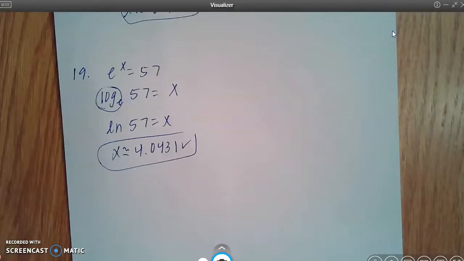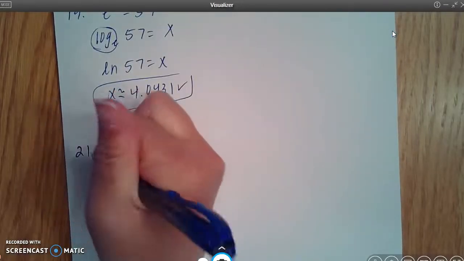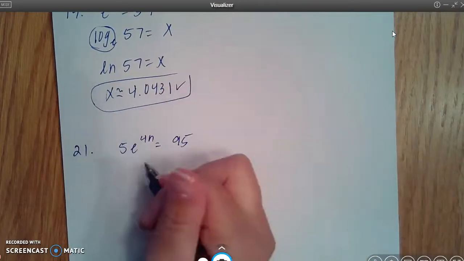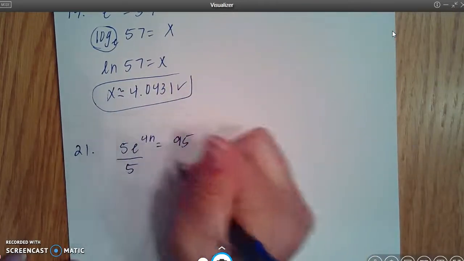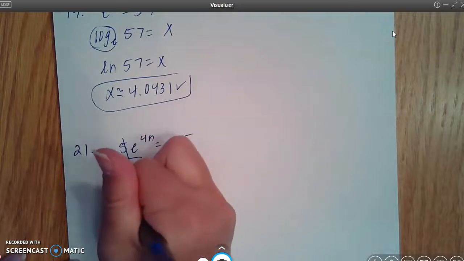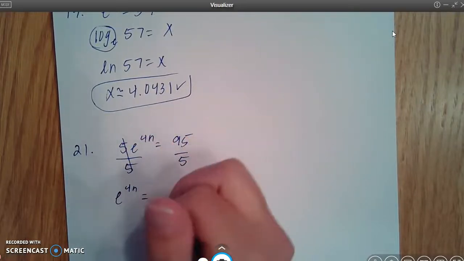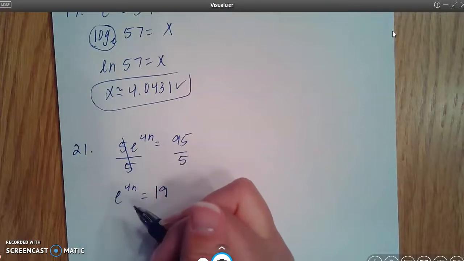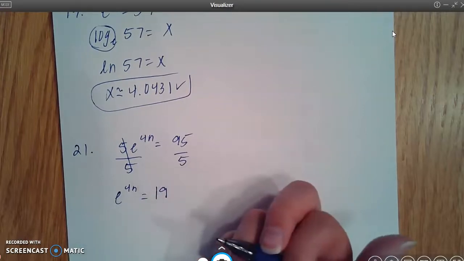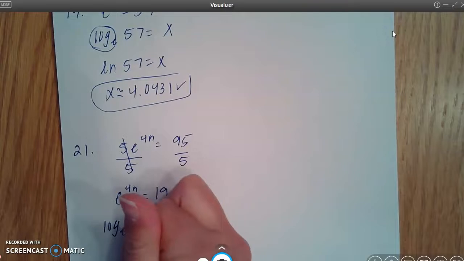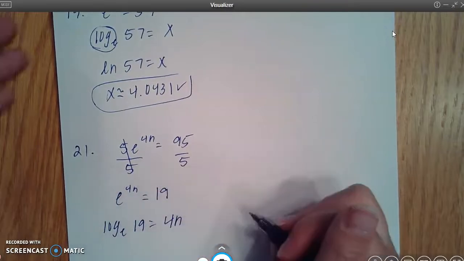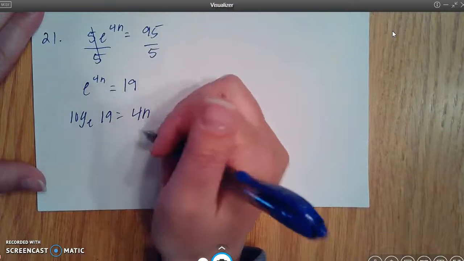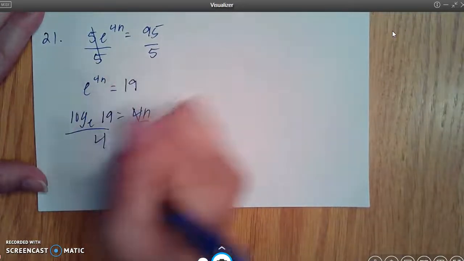All right, let's try one more for you. I have 5e to the 4n is equal to 95. I need to get the e by itself, so I'm going to start by dividing that 5 to both sides. So I'm going to get e to the 4n is now equal to 19. Once again, my variable's in my exponent, so in order to move it from the exponent, I'm going to rewrite it in logarithmic form. I'm going to get log base e of 19 is equal to 4n, and then I need to get the 4 on the other side, so I'm going to divide both sides by 4.